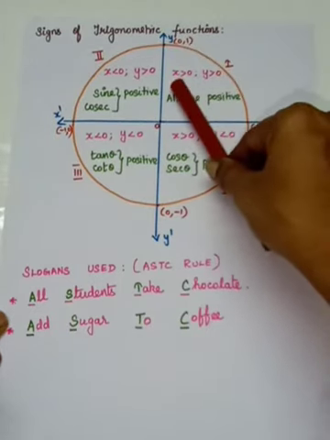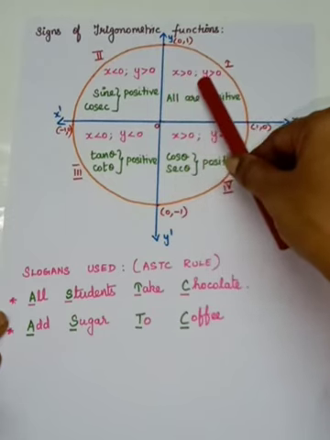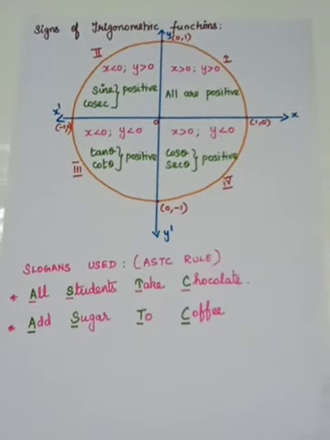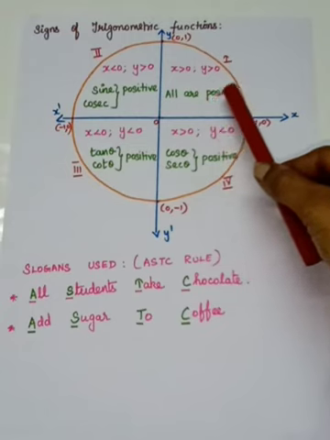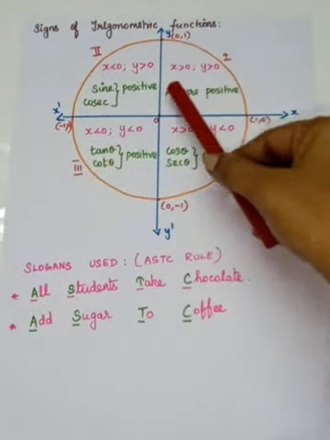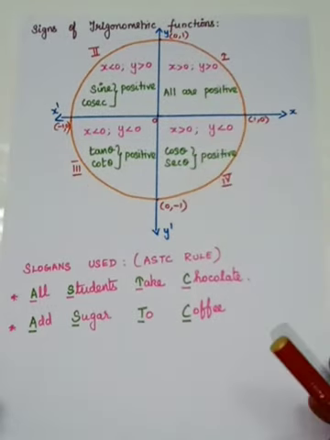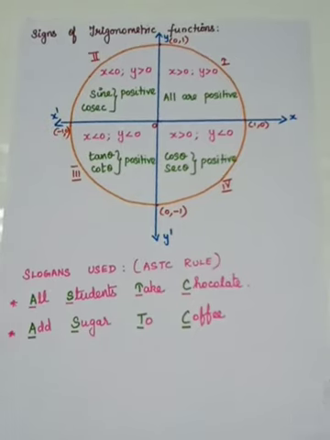So x represents which one? Cos theta, and y represents sin theta. Sin theta and cos theta both are positive. If sin theta and cos theta are positive, then tan theta, which is sin by cos, is also positive. Sin theta positive means its reciprocal is positive, and cos theta positive means its reciprocal is positive. Tan theta positive means cot theta also positive. So all the trigonometry functions are positive in the first quadrant, that is 0 to 90 degree. Acute angle means all the trigonometry functions are positive.